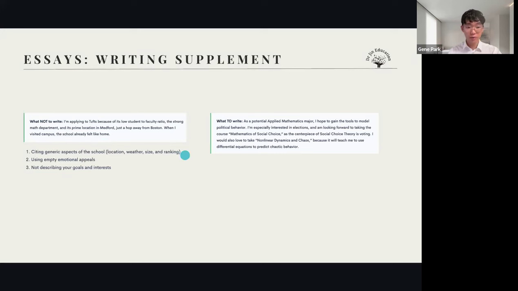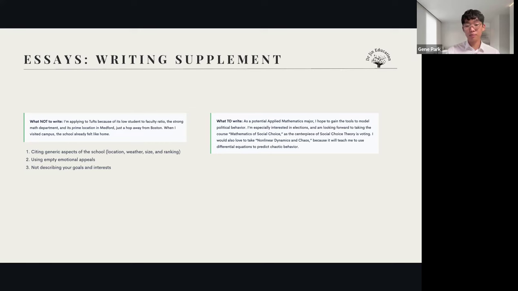So a much better example would be, as a potential applied mathematics major, I hope to gain the tools to model political behavior. I'm especially interested in elections and I'm looking forward to taking the course Mathematics of Social Choice, as the centerpiece of social choice theory is voting. I would also love to take Nonlinear Dynamics and Chaos because it will teach me, you get the idea, right? The student is mentioning very specific courses, specific things that the college has to offer, and showing how they align with their own interests.